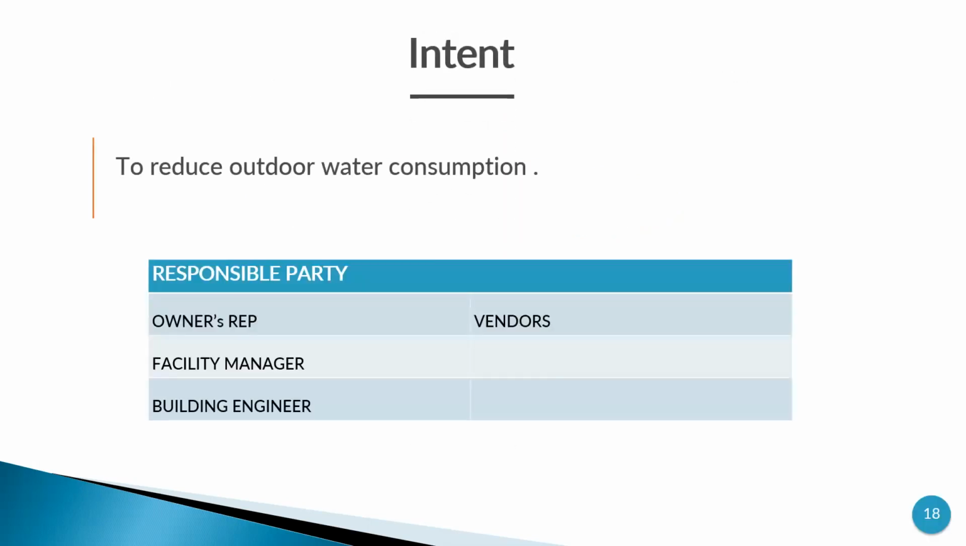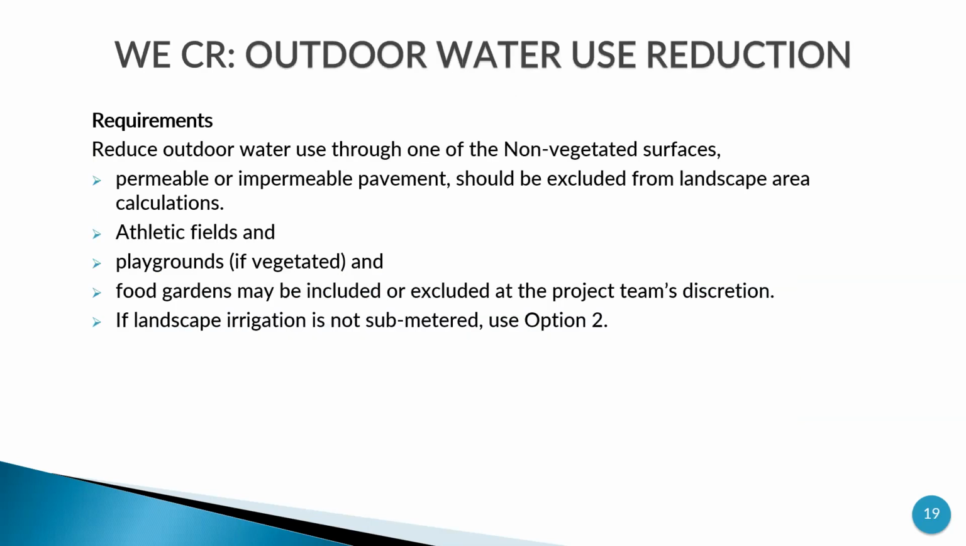To reduce outdoor water consumption, the responsible parties are the owner's representative, facility manager, building engineer, and vendors. Requirements: reduce outdoor water use through one of the options. How will you reduce? Through one of the non-vegetated surfaces, that is permeable or impermeable pavement, which should be excluded from landscape area calculations.